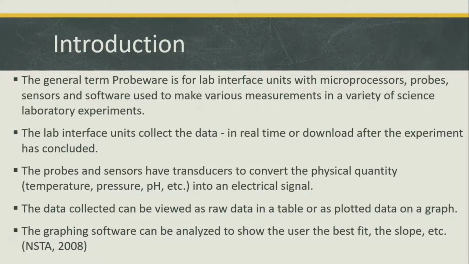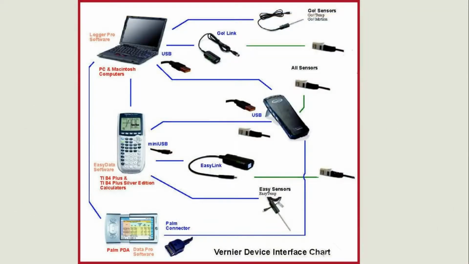The probes and sensors have transducers to convert the physical quantity, things like temperature, pressure, pH, etc., into an electrical signal. The data collected can be viewed as raw data in a table or as plotted data on a graph. The graphing software can be analyzed to show the user the best fit, slope, etc. This picture shows the various interface units that I have used over the years with Vernier and Texas Instruments.